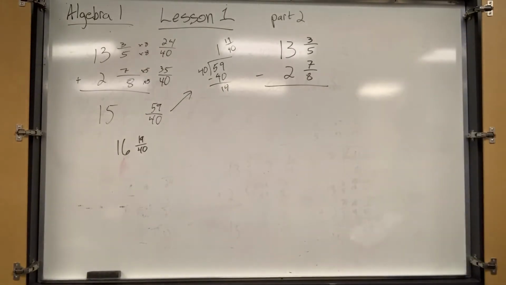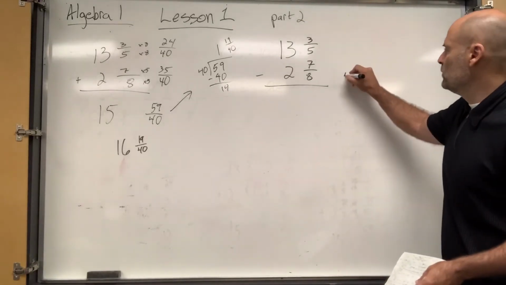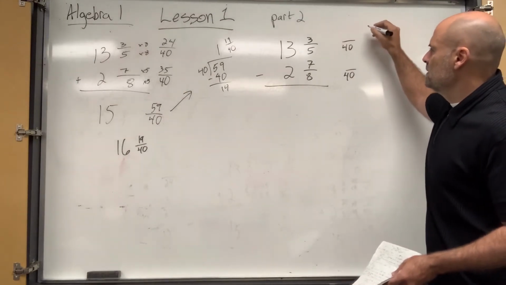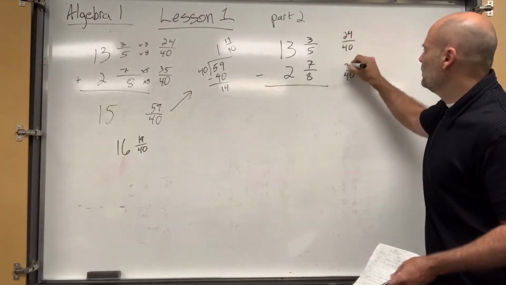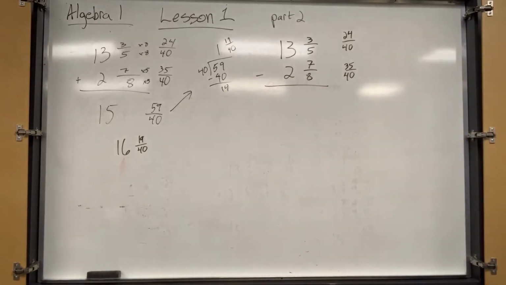This will be good. Okay, still the same rule applies. You have to find a common denominator. So 40, and these are the same fractions, so that makes it easy. 24, 35. So now this time we're subtracting. But what's the problem with subtracting now? There's not enough to subtract. Right, there's not enough to subtract.